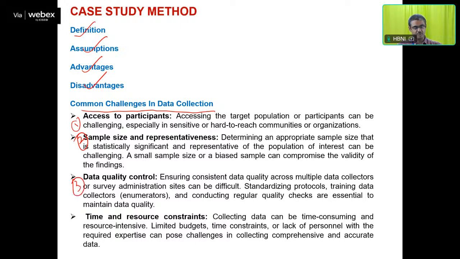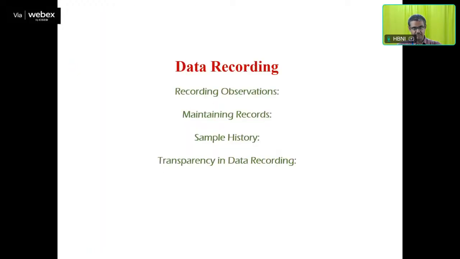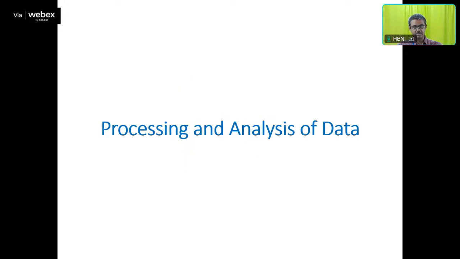Third, we discussed data quality control, and how it affects data collection. And finally, the time and resource constraints. All this we did in the last class. We also ended with data recording, meaning recording observations, maintaining records, sample history, and transparency. These four are the main criteria of data recording. We continue today's class with processing and analysis of data.